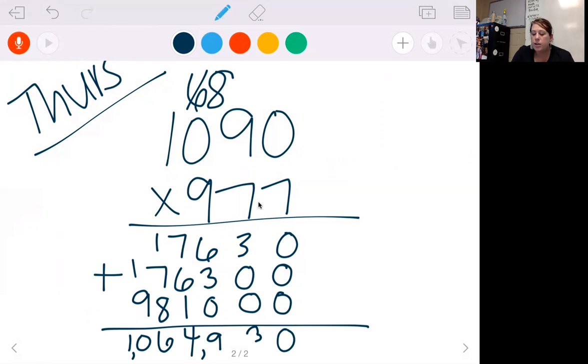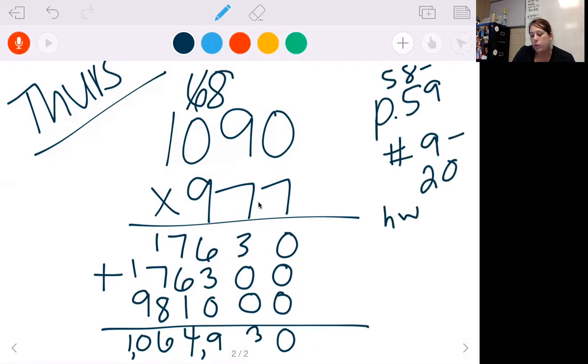So today you're going to do page 59, 9 through 20. It's actually page 58 through 59. Numbers 9 through 20. Your homework is going to be workbook page 46. Okay, let me know if you have any questions.